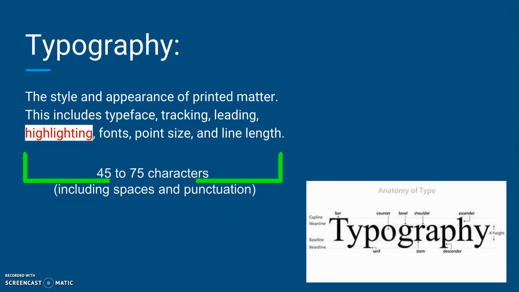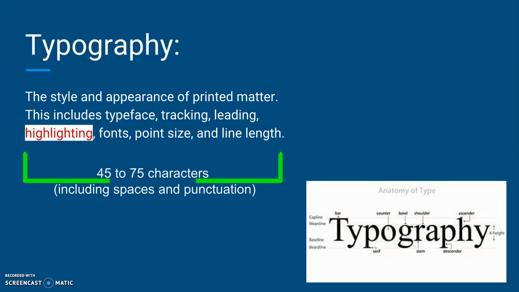Typeface is what makes a font different from others, such as Helvetica, Times New Roman, and Arial are different kinds of fonts. Tracking is the space in between characters. Lettering is the space between lines of text. Point size is the size of the text.